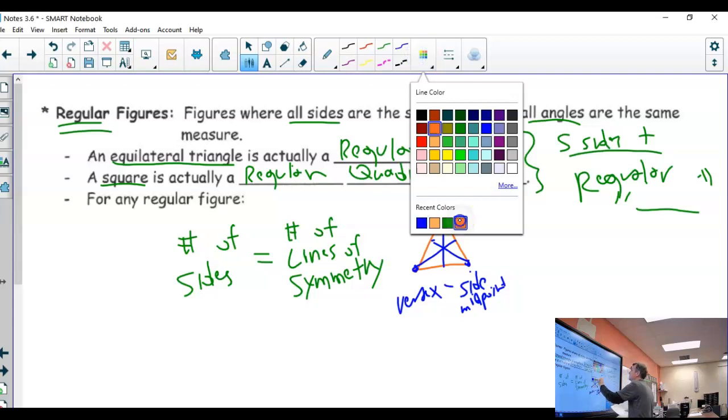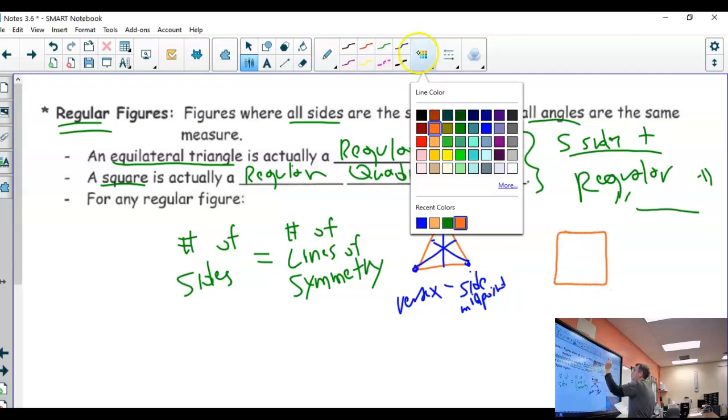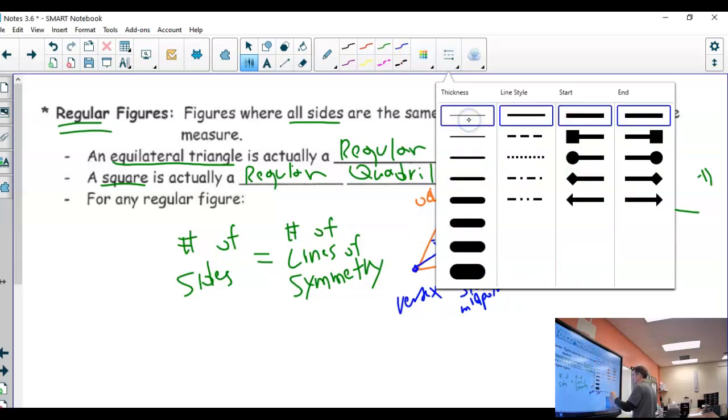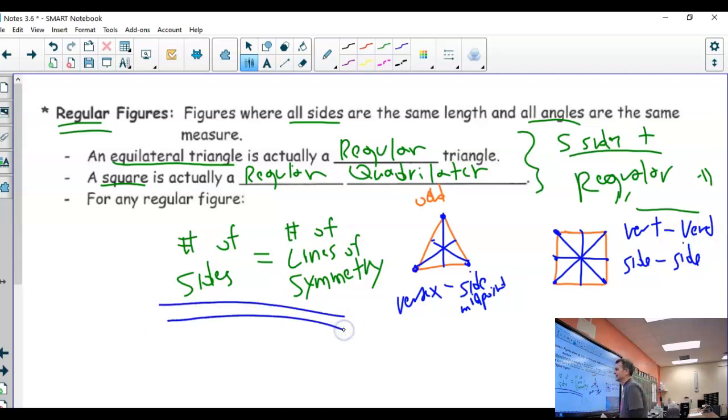What if you have an even number of sides? Like, say, a square. When you have an even number of sides, you can connect the corners and you connect the sides. So you're doing vertex to vertex, and you're doing the midpoint of each side to the midpoint of each side. But the bottom line is this: the number of sides will equal the number of lines of symmetry.